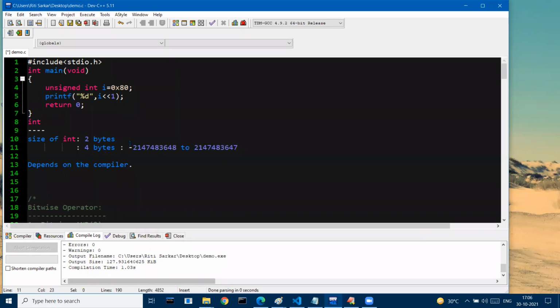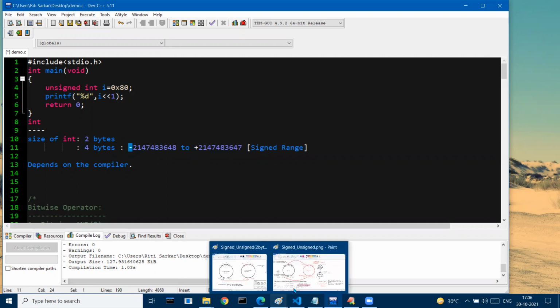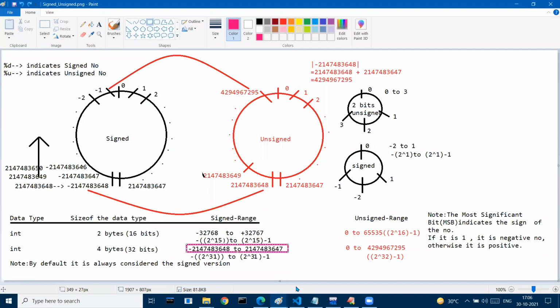But this range is a signed range. Why signed range? Because you bring sign into the picture, positive and negative. That's why it is considered a signed range.